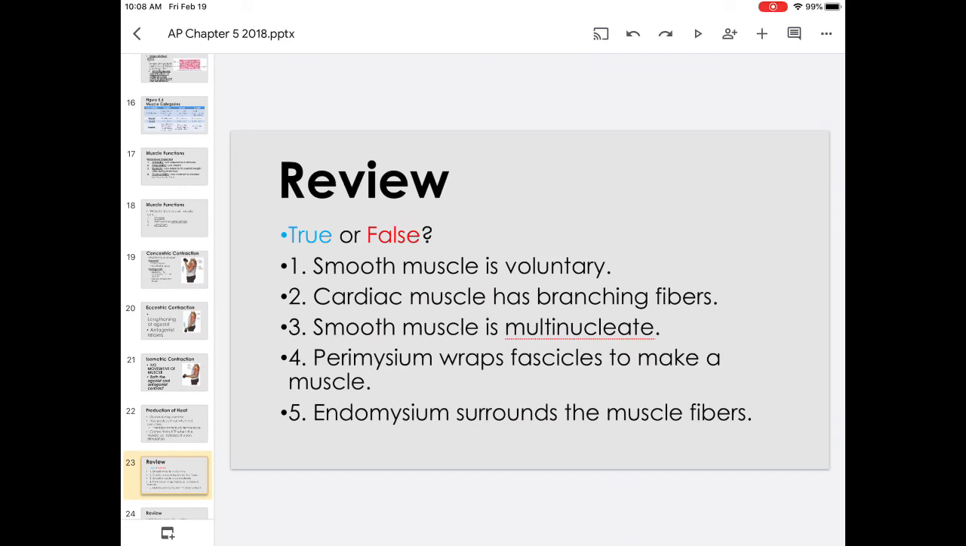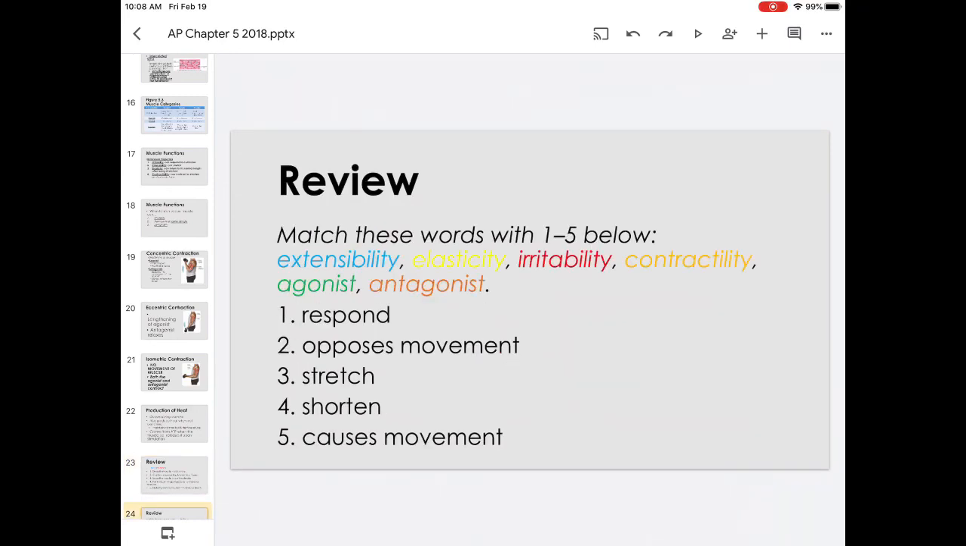Perimysium wraps fascicles to make a muscle. This is false. It's the epimysium that does that. Endomysium surrounds the muscle fibers. This is also false. Endomysium surrounds the sarcolemma.